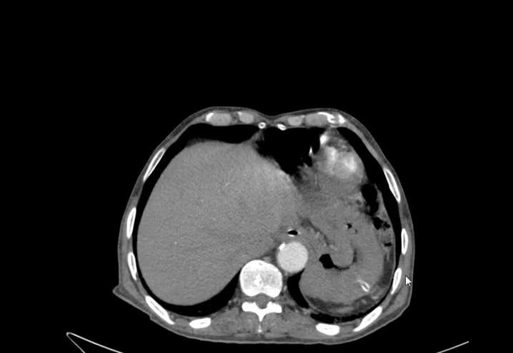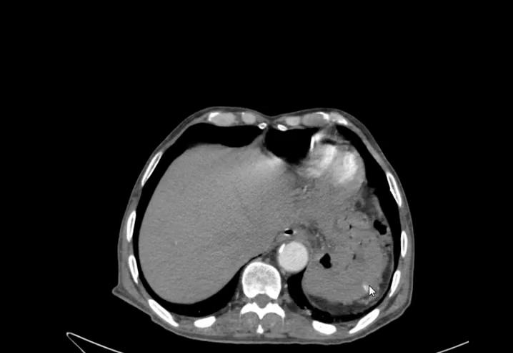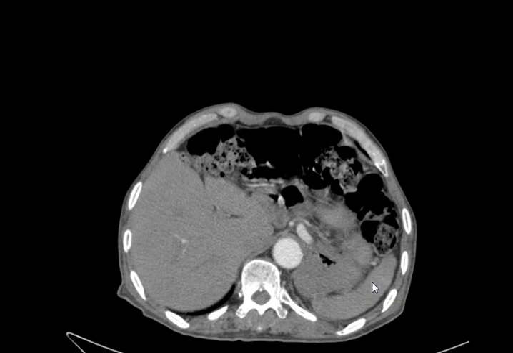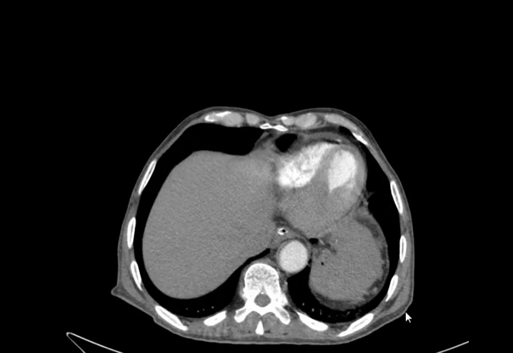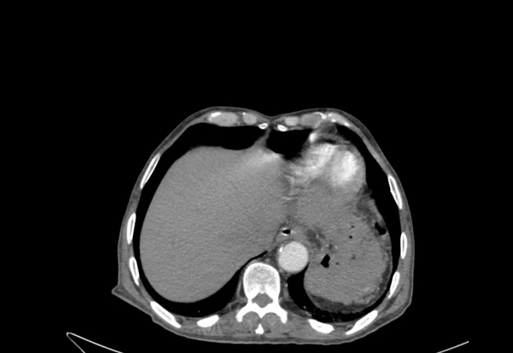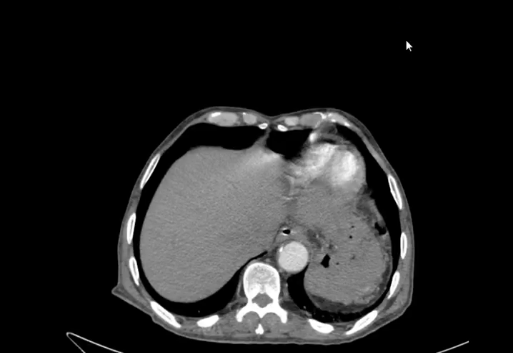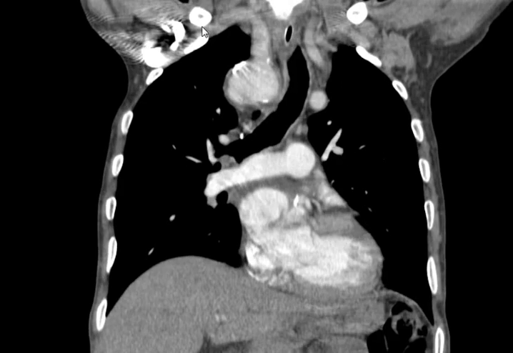What else? What is this? This is an NG tube, a nasogastric tube, and it's perforating the wall of the stomach, which is a very rare presentation of an NG tube. It's going somehow through the wall of the stomach. Do a coronal. Stop.